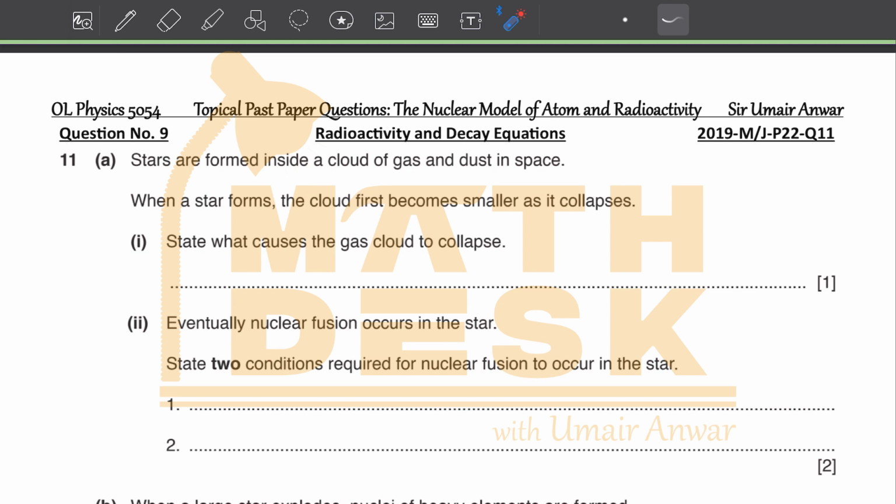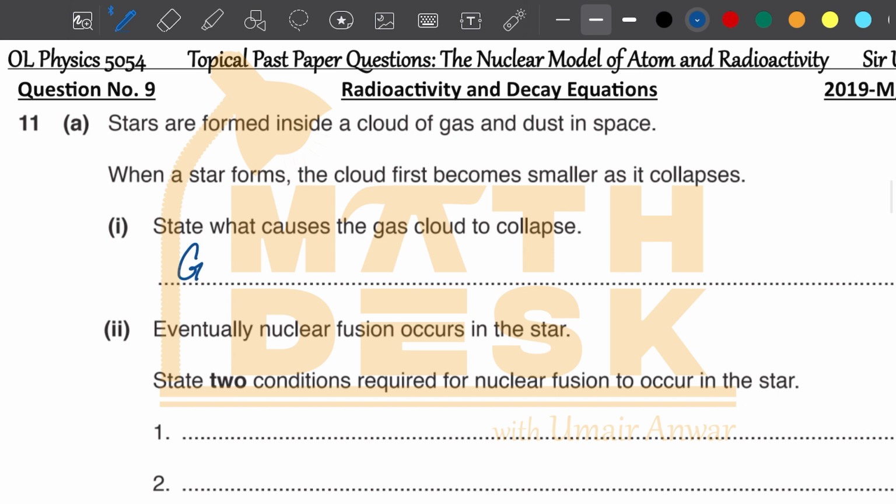Part A says stars are formed inside a cloud of gas and dust in space. When a star forms, the cloud first becomes smaller as it collapses. State what causes the gas cloud to collapse. So the reason for this collapse is gravitational attraction of particles. So gravitational attraction causes it to collapse.